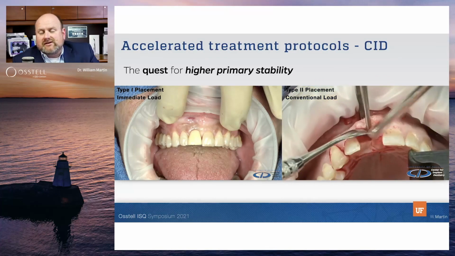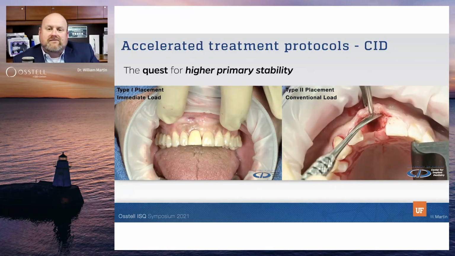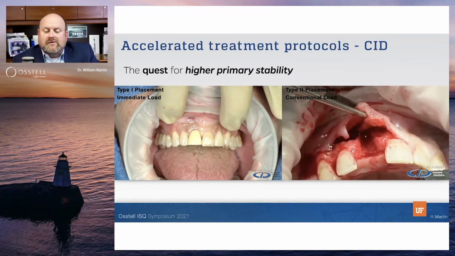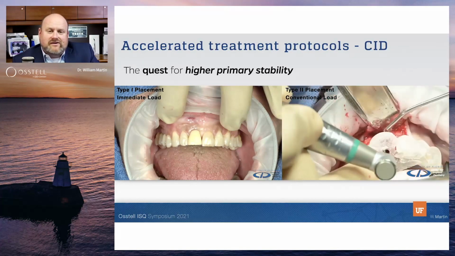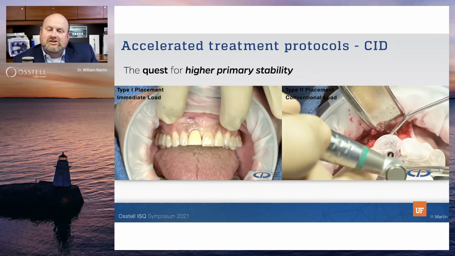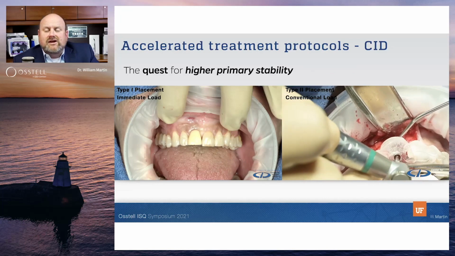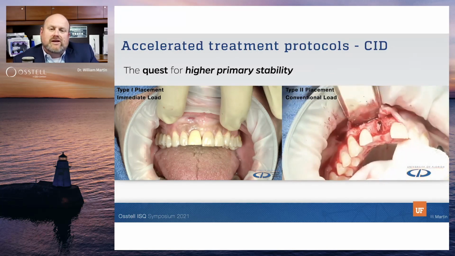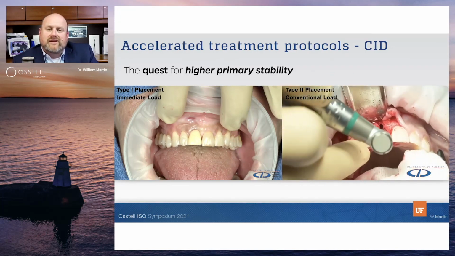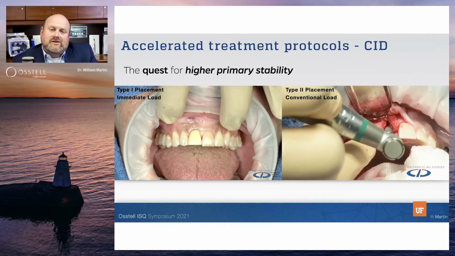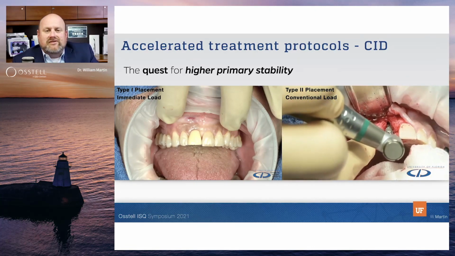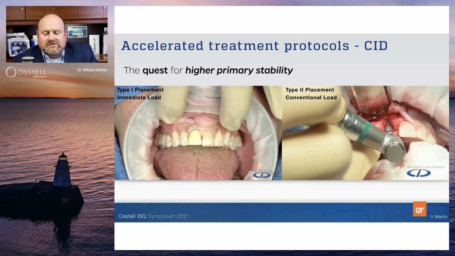And actually in these situations where we have little or no facial plate, Vivian Shapway highlighted this very nicely in her publications, where you actually get a thickening of the tissue there. So you can take a patient with a thinner biotype and convert them to a thicker biotype by taking them from a type 1 placement to a type 2 or type 3 placement.